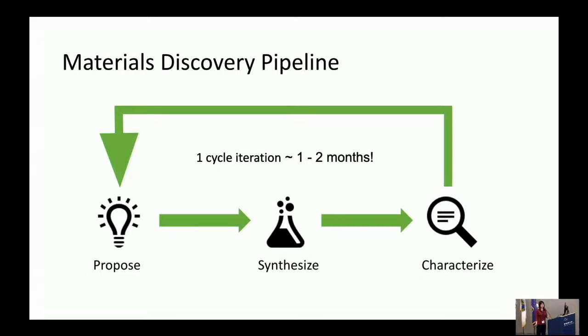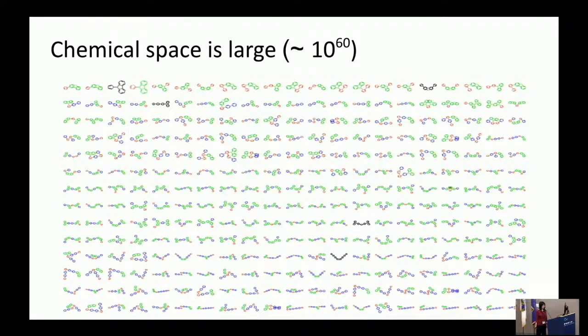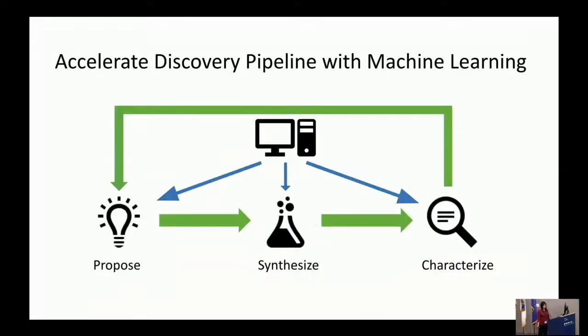And this is really slow, especially when you consider the fact that chemical space is absurdly large. It's very easy to make small tweaks to a molecule, just change the functional groups at the side, and you'll get a combinatorial explosion of molecule space. So it's very difficult to search for molecules that will solve particular problems if you do it in just a linear fashion. And so this is what got us motivated to think about ways of applying machine learning to chemical discovery.